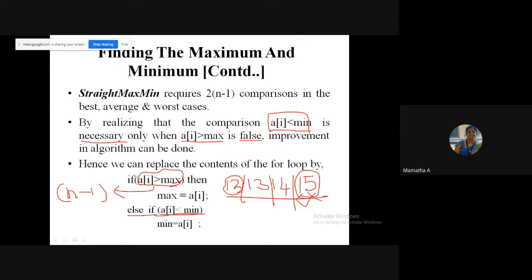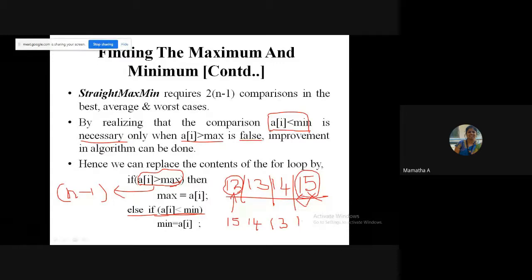So in the best case, where the array is given in sorted fashion, min is anyways 12. So why should I check this? Not required. So I have added an else here. What is the worst case? Any idea? What is the worst case, students?